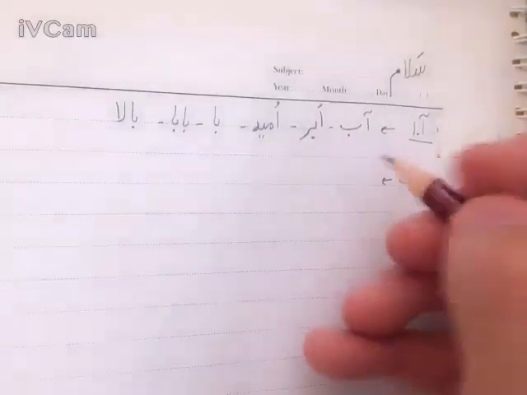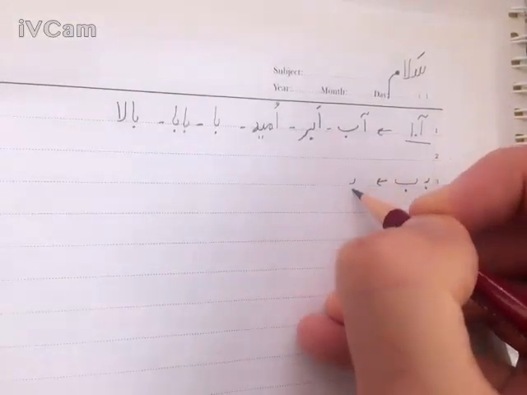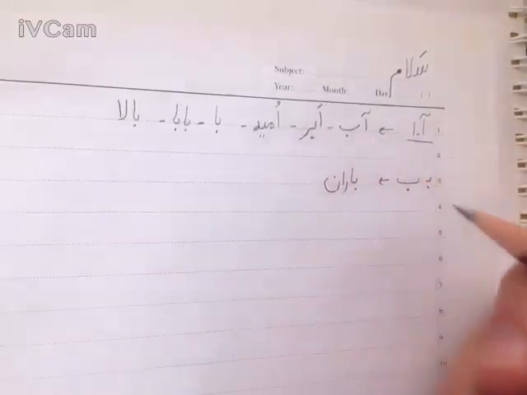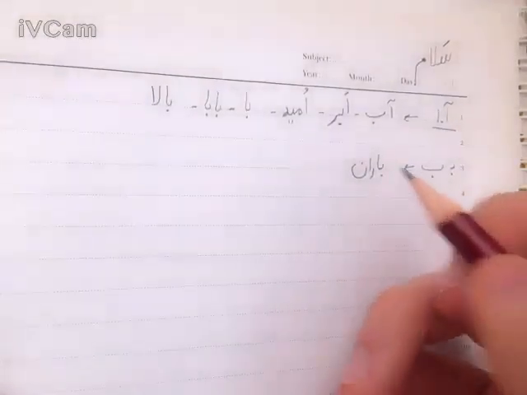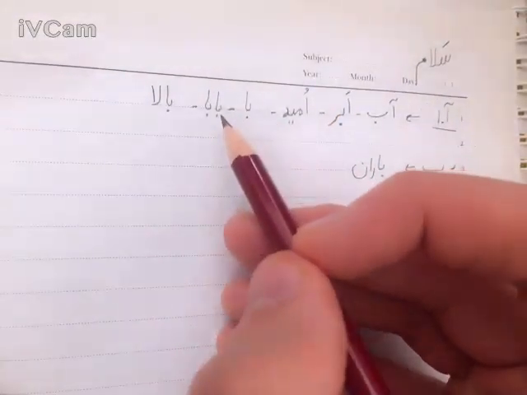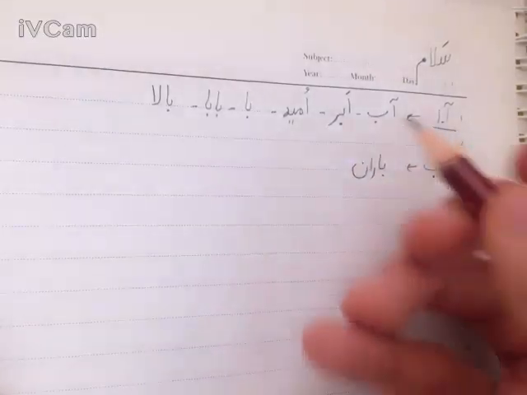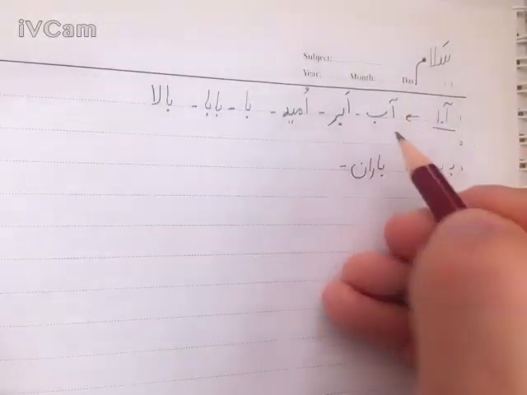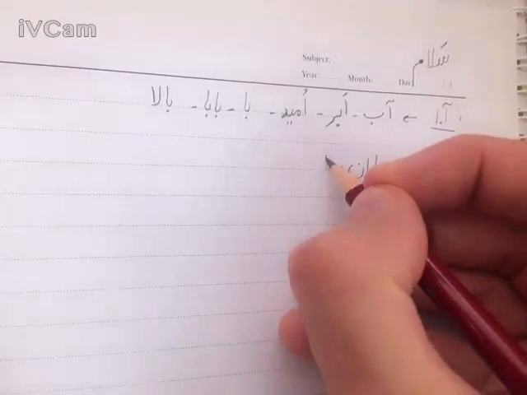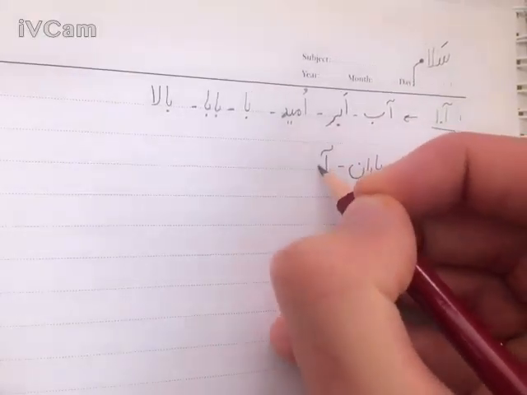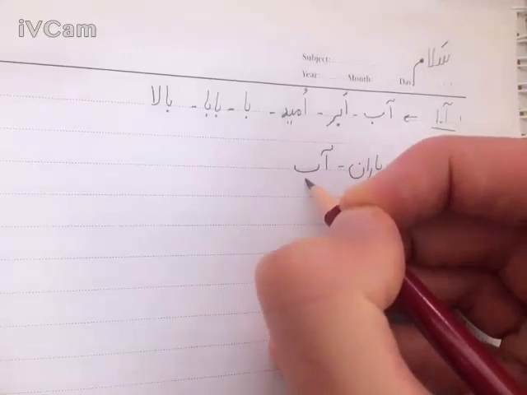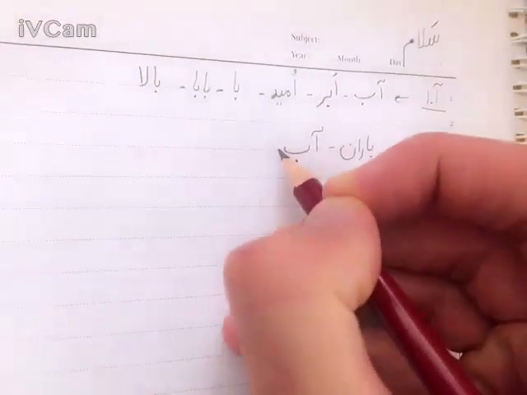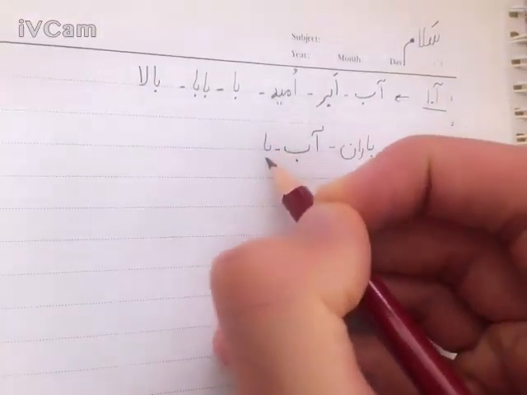Let's see. We have ba, ran, baran. And here we had, for example, baba, which means father. So let's see another. We have the bigger one at the end here in up. Let's read it again. Up, bad.